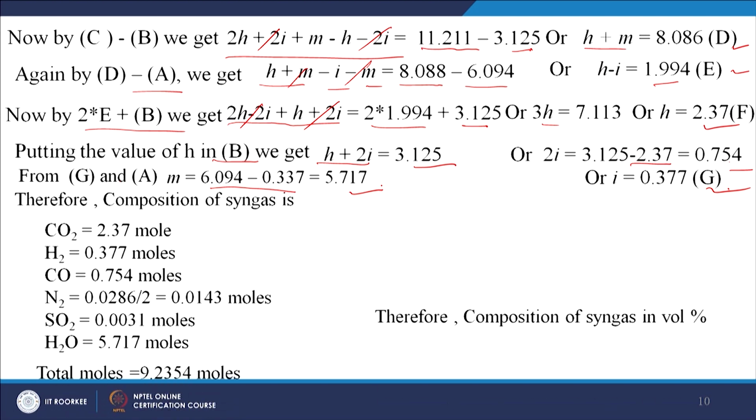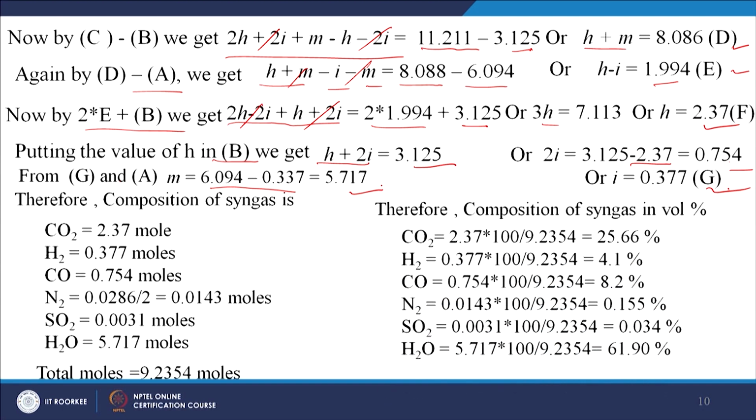So, on the basis of those coefficients we are getting the composition of syngas, that is CO2 is equal to 2.37 moles and H2 is equal to 0.377 moles, CO is equal to 0.754 moles, nitrogen is equal to this divided by 2, so 0.0143 moles, SO2 is 0.0031 moles, H2O is 5.717 moles. So, total moles if we get, that is 9.2354 moles.